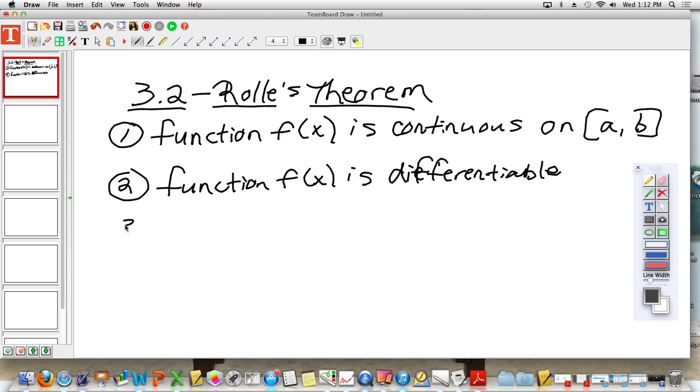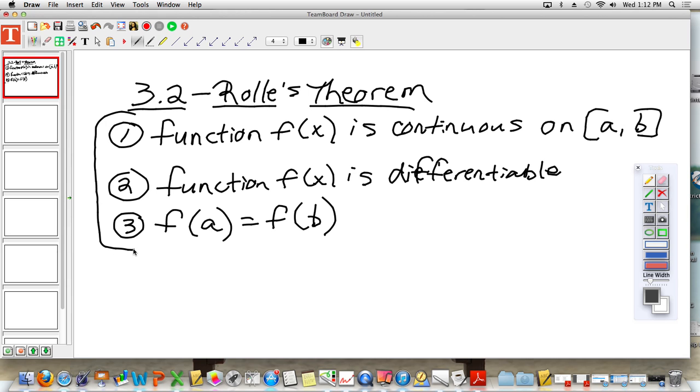And the third thing that has to happen is that the value of the function at the leftmost endpoint has to be equal to the value at the rightmost endpoint. And if these 3 things exist, yes?